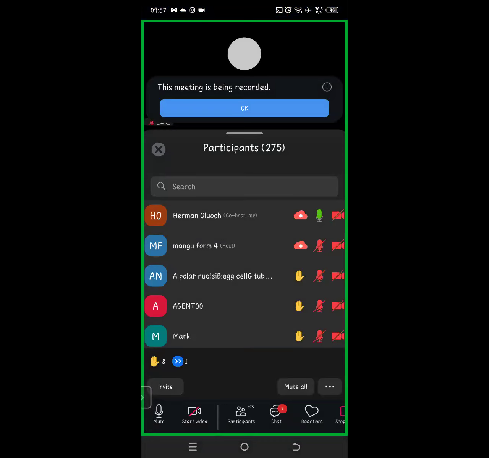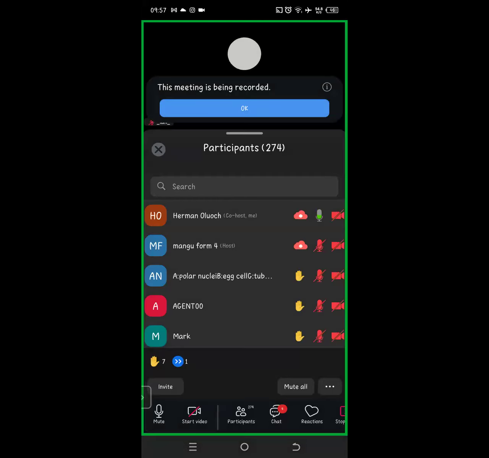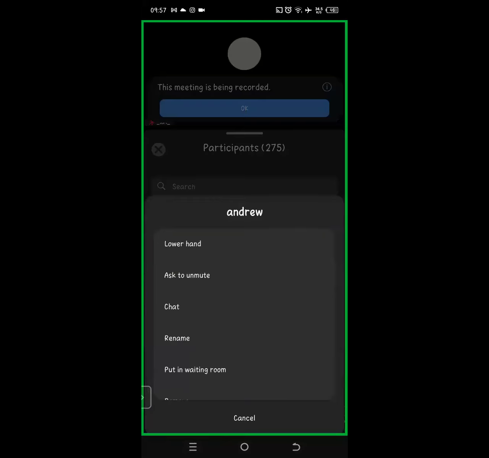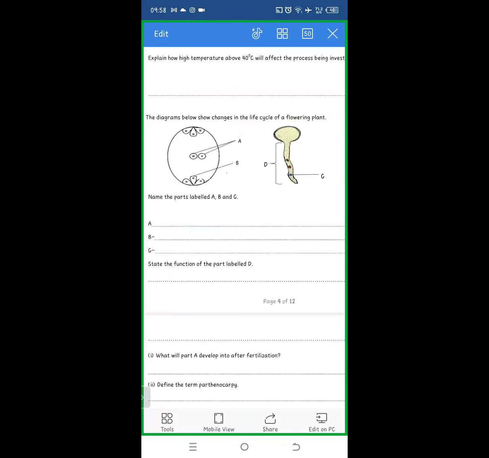Yes, this guy called A, polar nuclei. Can you please unmute and speak? I see you've written the right answers, but can you kindly unmute and speak? Probably he doesn't want to speak. Let us get someone else who wants to speak. So we can go for Andrew. Andrew has not talked before. So Andrew, how would you label those parts labeled A, B, and G? You can unmute, yes, please.